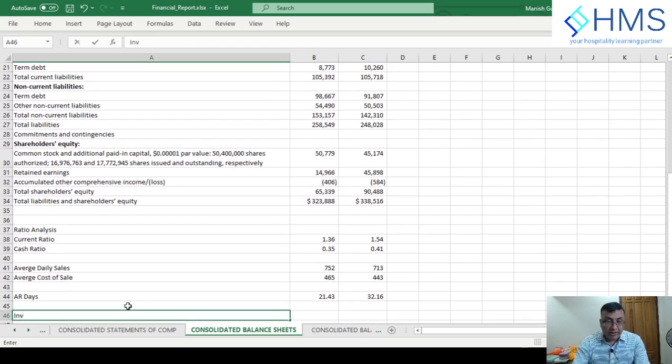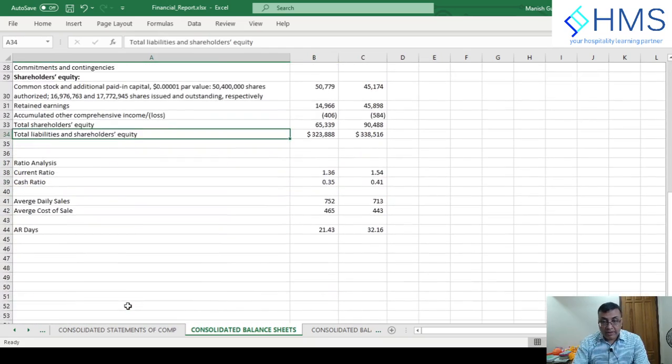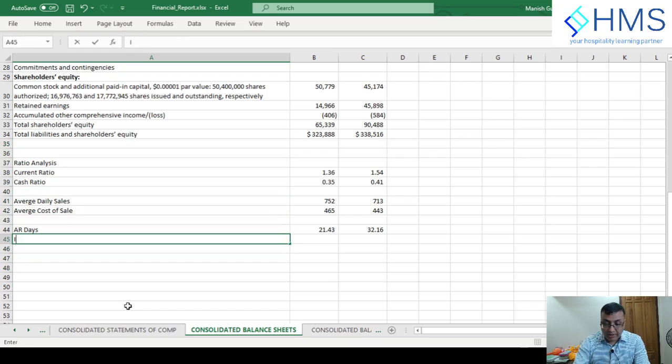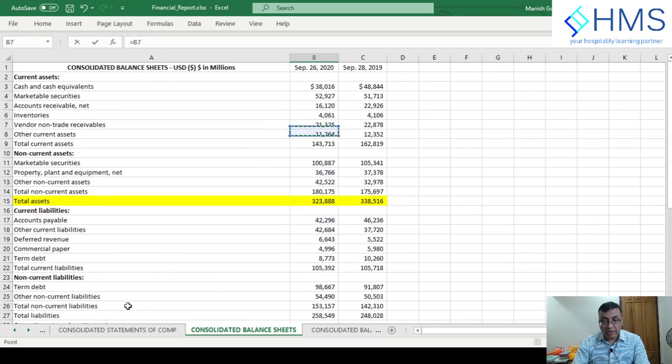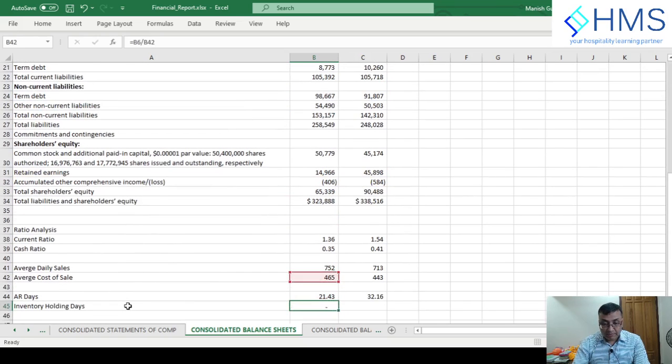Then you have inventory. Okay, so how much is the inventory holding days? Inventory holding days is usually calculated as inventory divided by the average cost of sale. So 8 days and 9 days. So Apple is holding its inventory for 8 days and 9 days. However, you need to be careful here that average daily sale includes all the product segments. It includes iPhone, it includes Mac, it includes wearables, it includes the services.